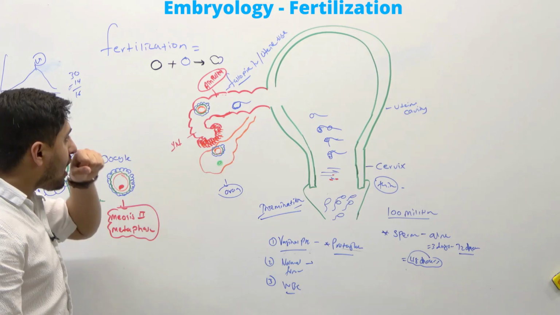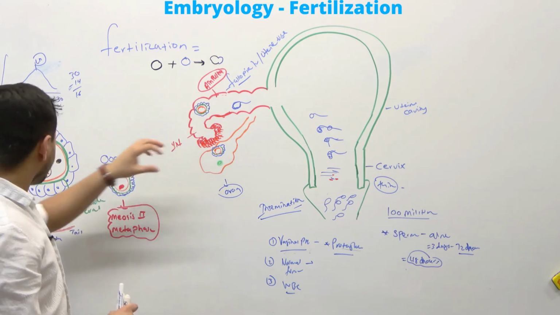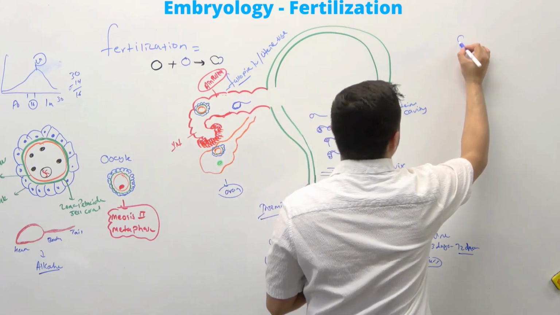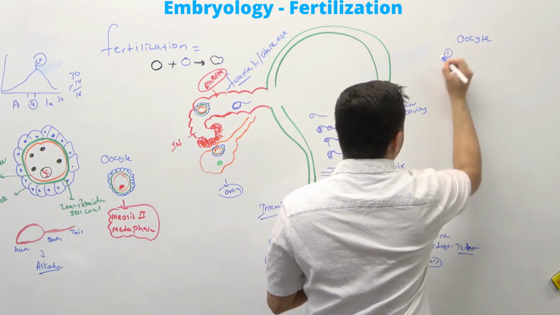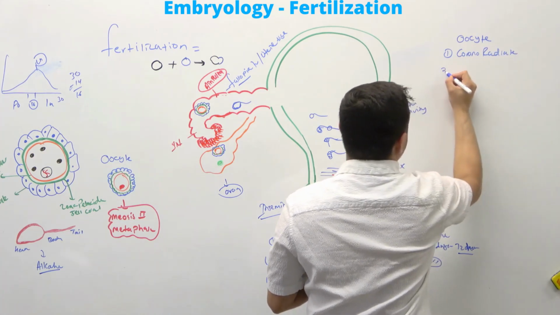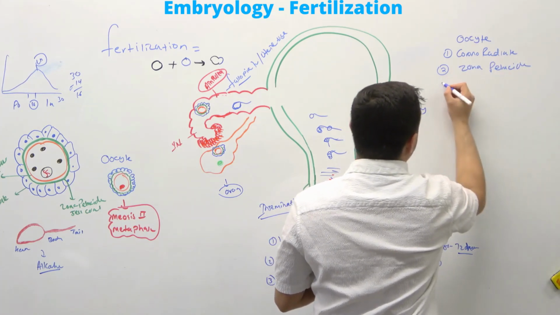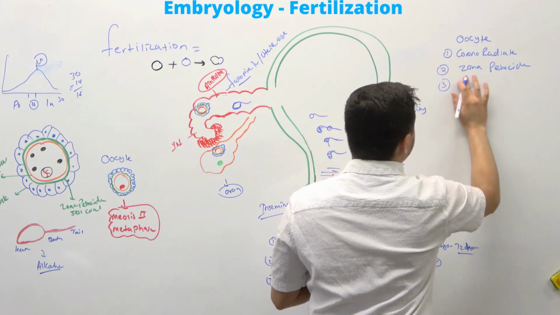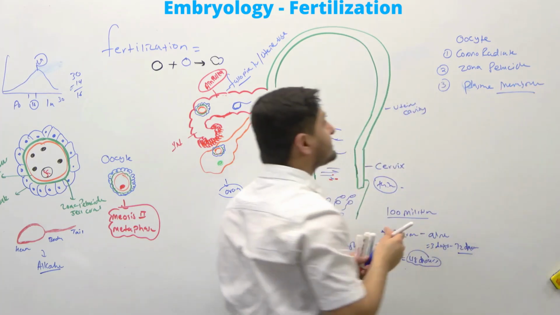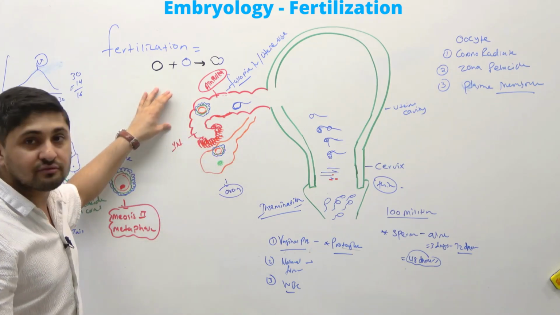Now, how does this fusion process work? This ovum has barriers. Let's talk about what barriers these oocytes have. Number one, there is the corona radiata. Second, there is the zona pellucida, or we also call it the jelly coat. And third, you also have the plasma membrane, or simply the vitelline membrane. Look, these are the oocyte's barriers that the sperm has to penetrate for fertilization to occur.